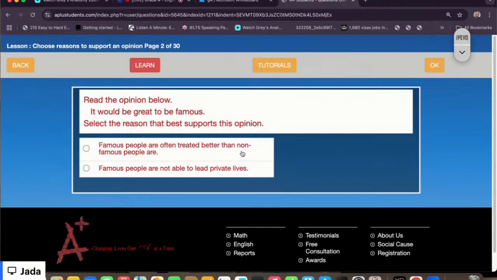Okay. Alright, thank you. So, it would be great to be famous. Select the reason that best supports this opinion. Famous people are often treated better than non-famous people. Famous people are not able to lead private lives. So what do you think is your answer here?